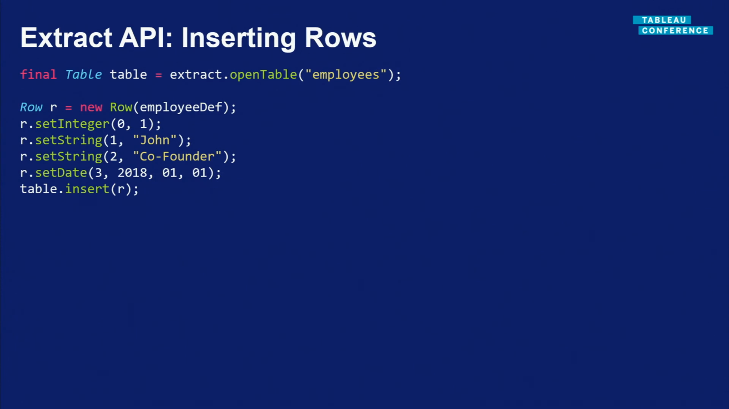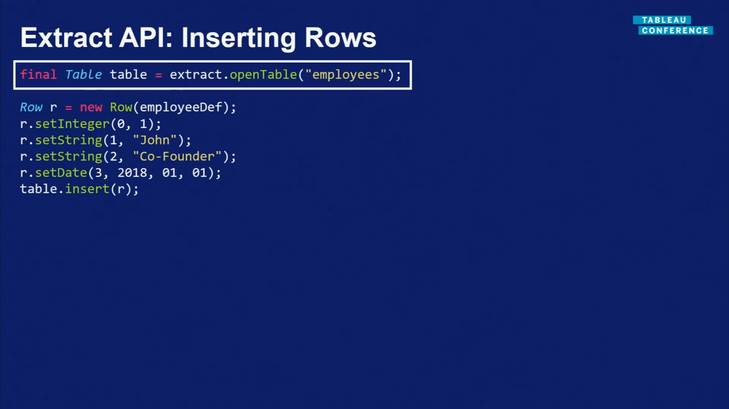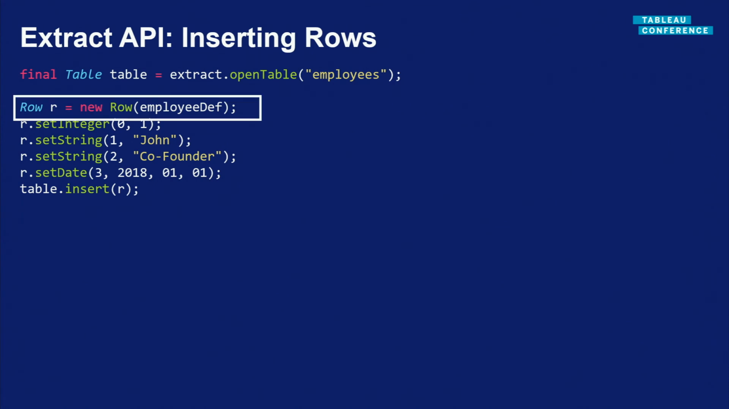And now we're going to insert rows. So we're telling the extract API that we want to open the employees table. Now, when we create a row, we need to pass in the table definition so the row knows what format it's supposed to be. And then we're going to use a zero-based index to set all of the fields on the row. So the 0th is the ID, the first the name of the employee, the second their position, and then finally the last field, their start date.